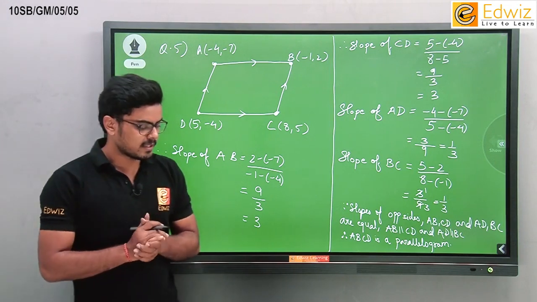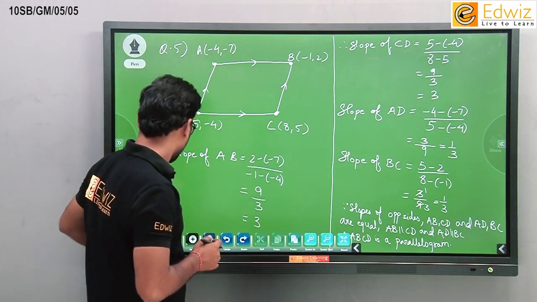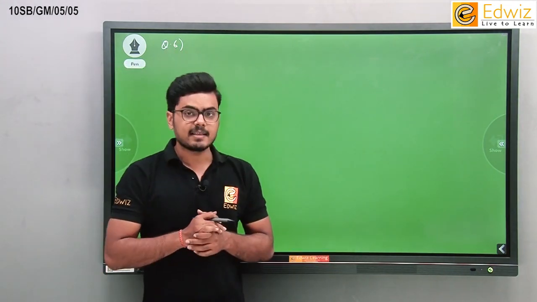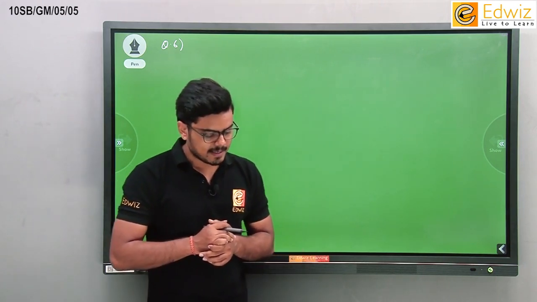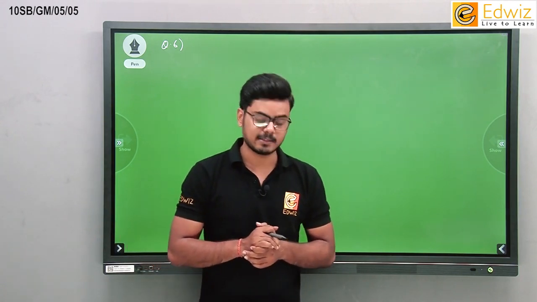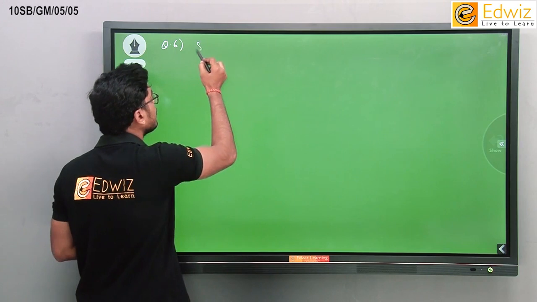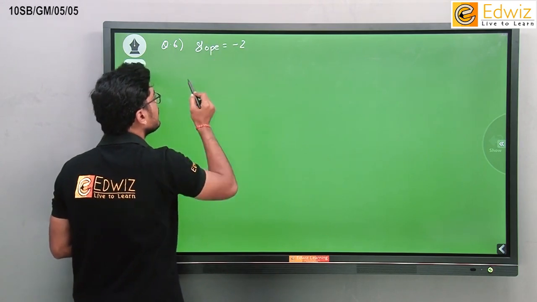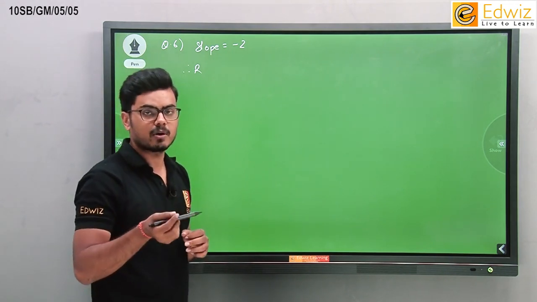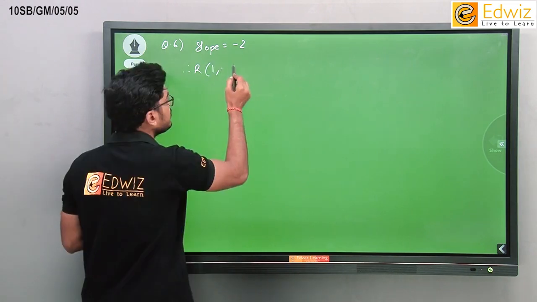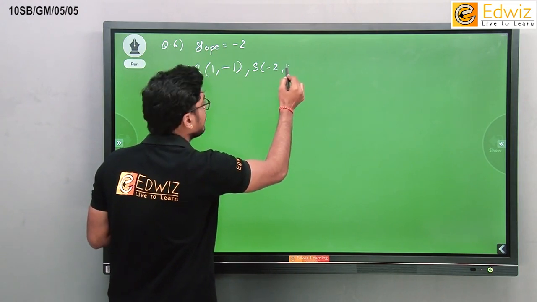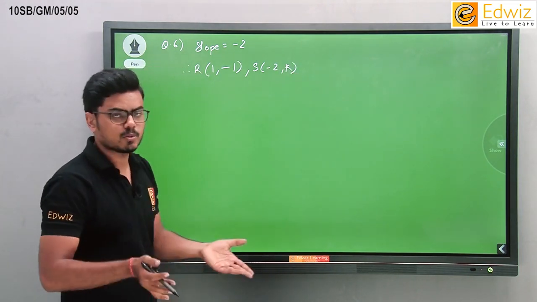Okay, moving on to the next question, that is question number 6. Find k if R(1, minus 1) and S(minus 2, k) are the 2 points and the slope of line RS is minus 2. So the slope is given in the question and the points are also given, but for one of the points whose y coordinate is not given, we have to find out the y coordinate. So the coordinates of R are 1 comma minus 1 and S is minus 2 comma k. So we have to find this k. It's simple, just use the slope formula.